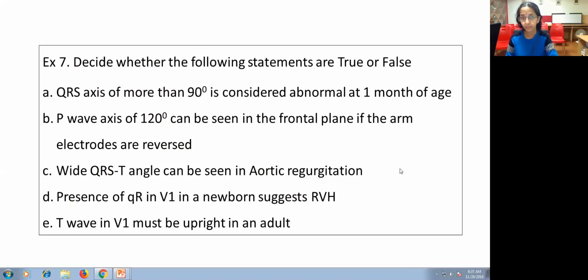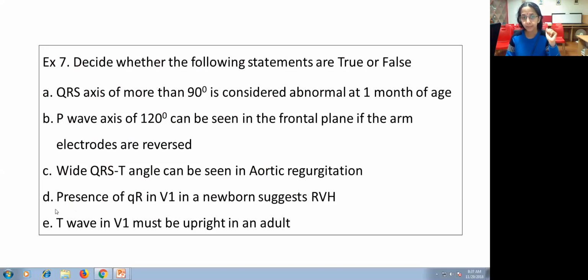Coming down to C, wide QRST angle can be seen in aortic regurgitation. So you have a wide QRST angle of more than 60 degrees. Can you see it in aortic regurgitation? I would say that commonly it is seen in stenotic lesions compared to regurgitant lesions. You can have a dilated left ventricle with a normal LV function, and you will not have a wide QRST. Wide QRST commonly goes with LVH, secondary to an obstructive lesion commonly like aortic stenosis or systemic hypertension, etc.